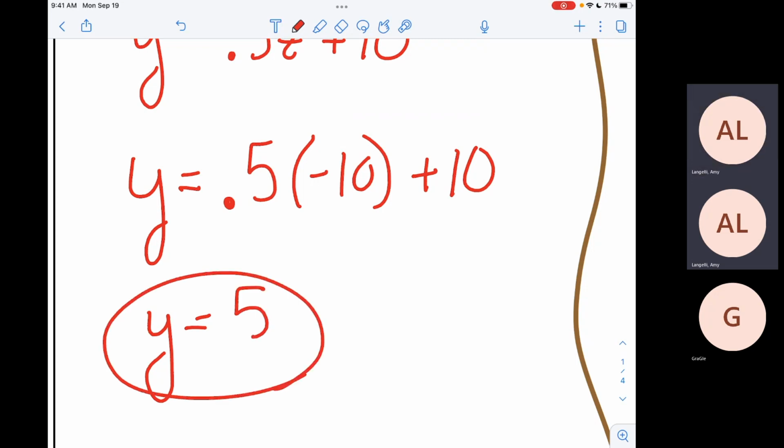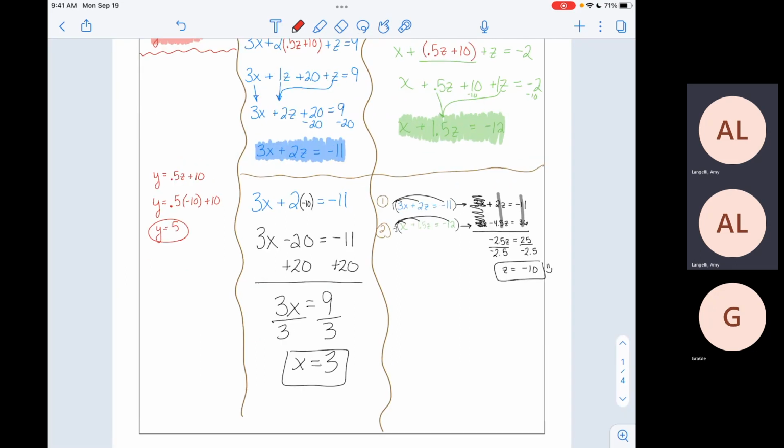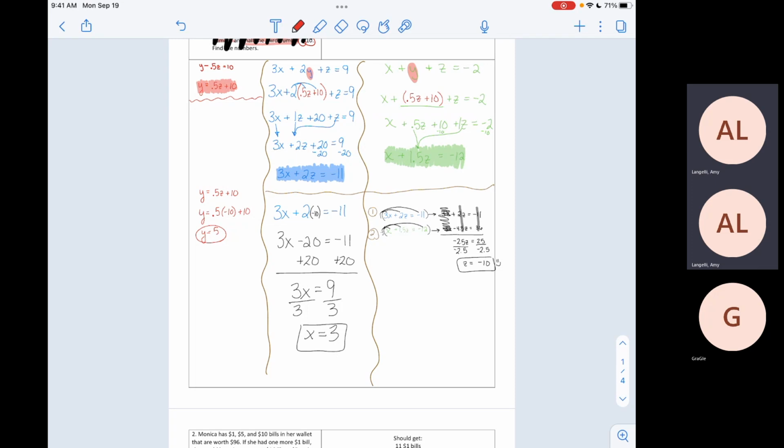And that is the 3-column method. Is that the only method that exists? Heck no. No way, Jose. That is not the only one. That is just a method that I think is very organized and works every time. Some kids do substitution on every single problem, and that's fine as well.